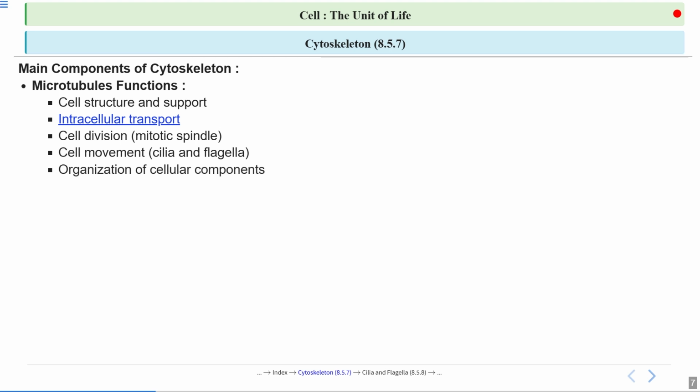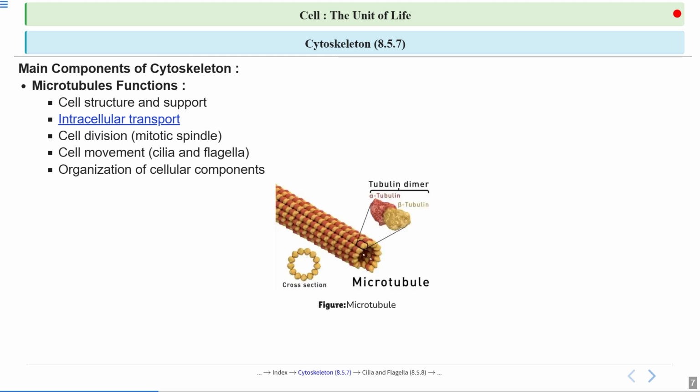Next is organization of the cellular components. This is also a very important function of the microtubules. What are cellular components? Organelles. These are the components of the cell. This image we have discussed shows the structure of the microtubule. So all these functions are clear.